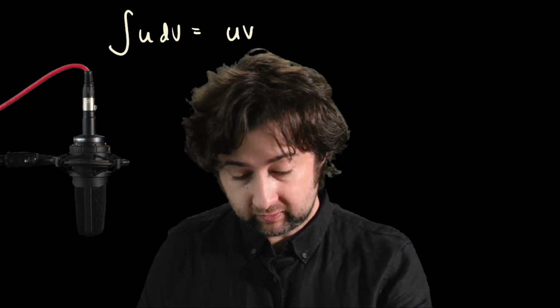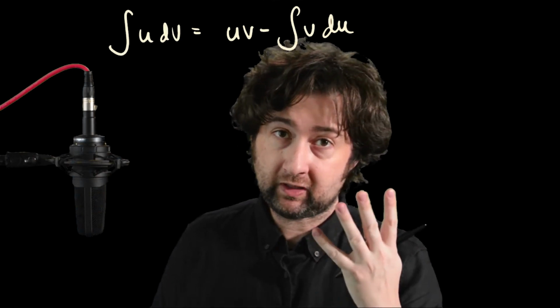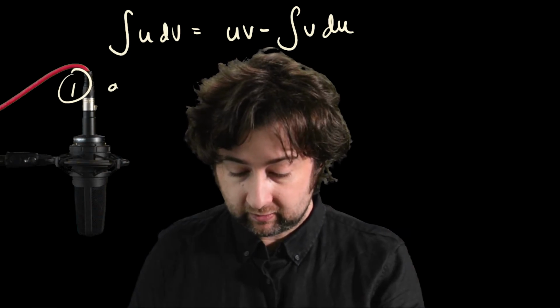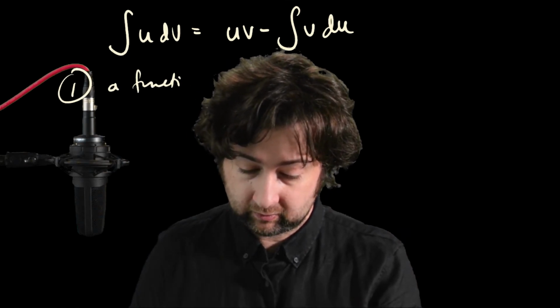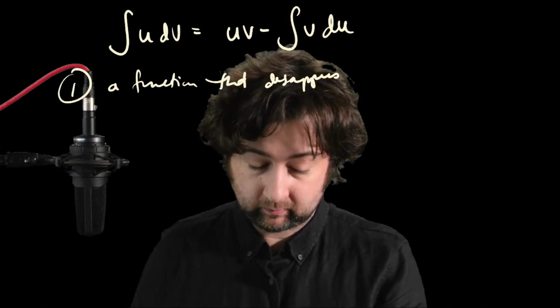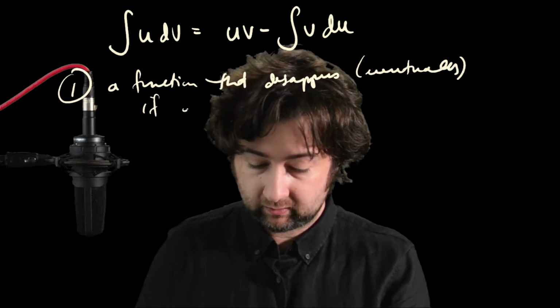What did we learn? What are the techniques that we've developed here? The upshot is I need to know that if I'm looking at an integral of the form the integral of u dv, that by making the right substitutions, I can rewrite this as uv minus the integral of v du. And we learned 4 different cases that this rule applies in. The first is that you have a function that disappears eventually if we take a derivative.